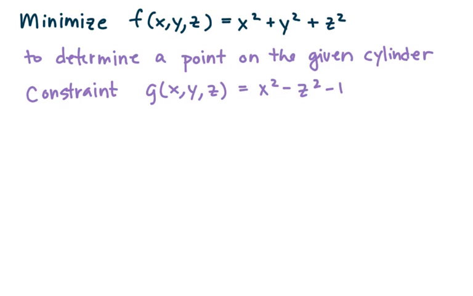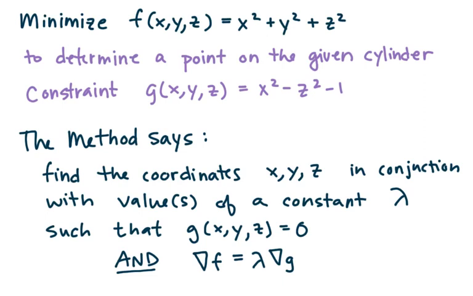So what the method says is that we are going to find these coordinates, x, y, z, in conjunction with the value or values, you can have more than one, constant, lambda. So this guy right here is lambda. And we need to find them such that g, my constraint, is equal to 0. So here I've got my function in terms of being equal to 0. If I had that constant on the other side of the equation, we need to move it over. And what we're going to do is say the gradient of f equals lambda times the gradient of g.